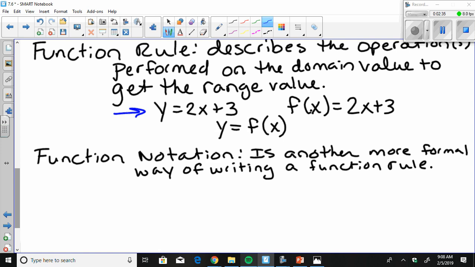So f of x equals 2x plus 3 is the same thing. It's just we're saying that this is a function that is in x form. So it has an x in it. That's what that's saying. And this one is just saying y equals. It's very basic. We only use it for a few things. So we're going to start transitioning over to that f of x.